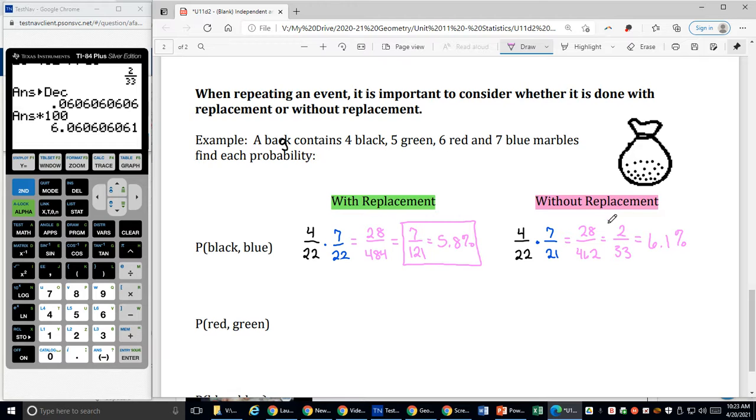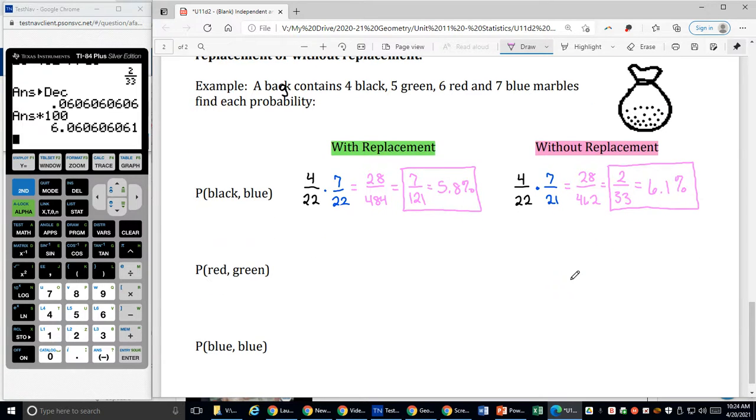So it's more likely that if I pull a black marble on the first one, that I'll pull a blue marble on the second one if I keep the black marble in my hand, because it makes less marbles to choose from still in there, but you still have the same amount of blue marbles to choose. Okay, so my percentage increases.